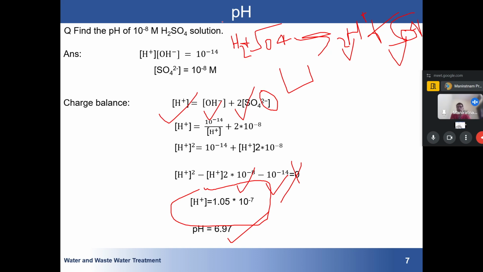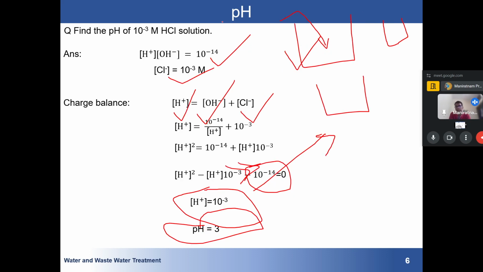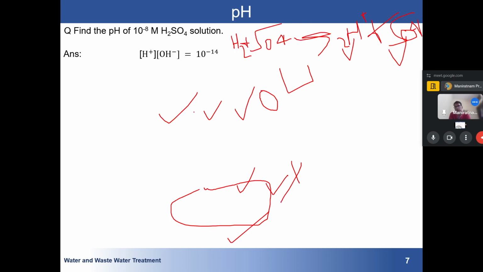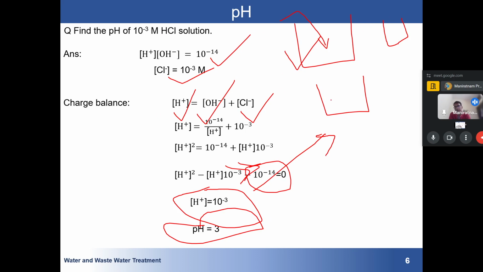So for example, this 10 to the power minus 3 was a concentrated strong HCl acid. Now imagine that this is 10 to the power minus 8 HCl. So you could have solved this thing here, instead of writing H plus as 10 to the power minus 3, it would have been 10 to the power minus 8, and on the basis of that I would have solved my quadratic equation. At that time I cannot neglect this 10 to the power minus 14 thing. So I hope this is clear to you.